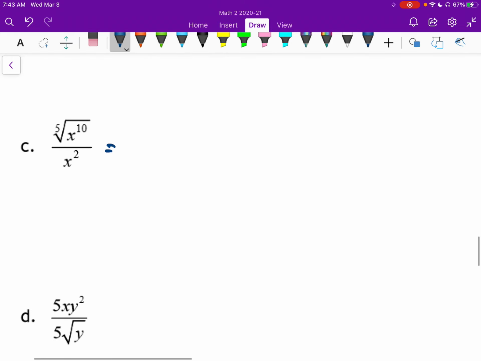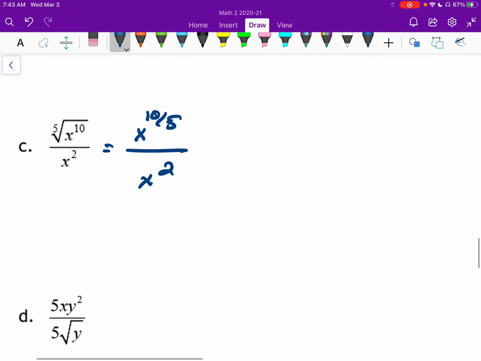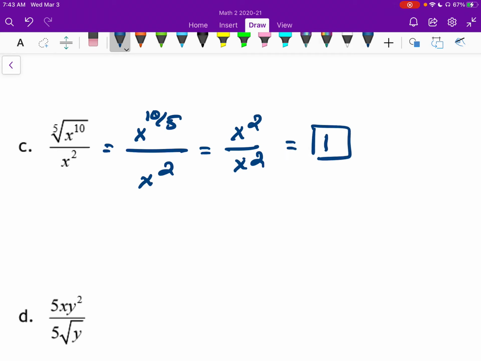C, we're going to have x to the 10 over 5 all over x squared. Well, x to the 10 over 5 can reduce to x squared over x squared. Those can cancel, and they give us just a plain old 1.